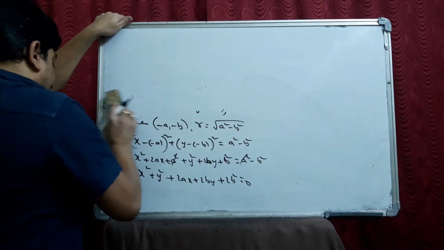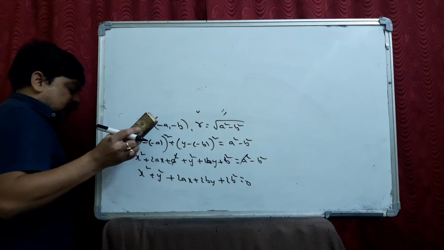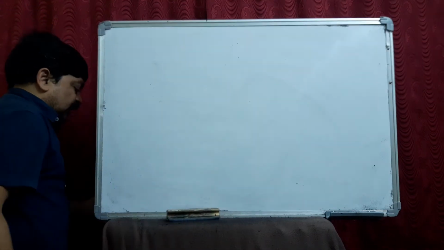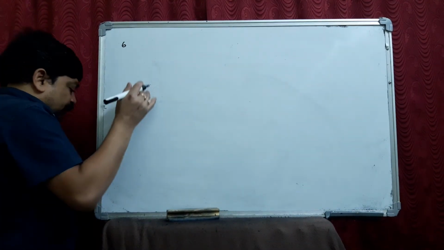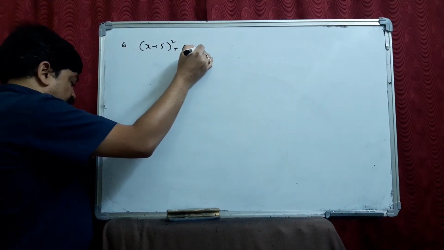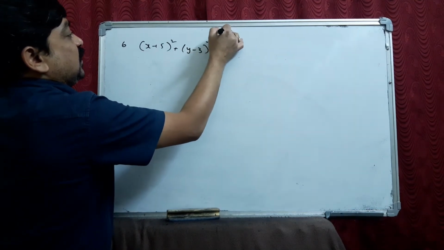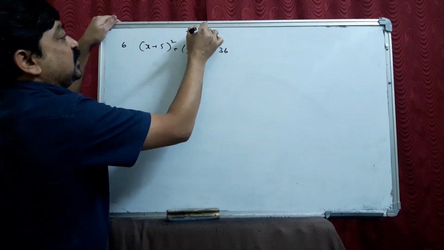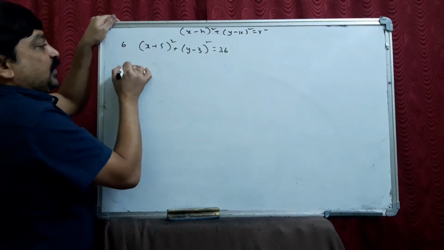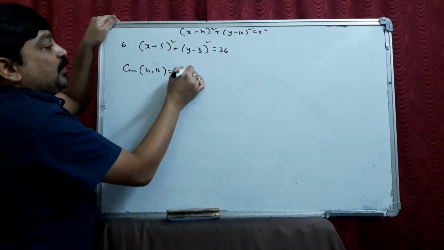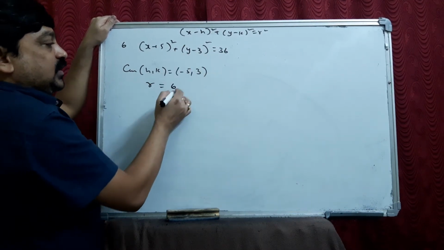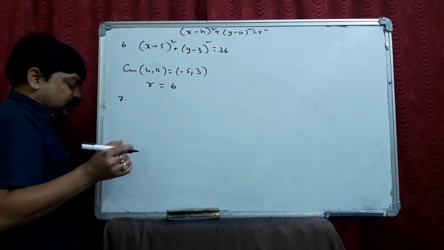Now, in the sixth question, you are asked to find the center and radius. So the sixth question is given: x plus 5 whole square plus y minus 3 whole square equal to 36. So for the center, you have to compare the equation with x minus h whole square, y minus k whole square, r square. Okay, center h comma k will be minus 5 comma 3 and r equal to root 36, it is 6. For the seventh one it is not in this form.